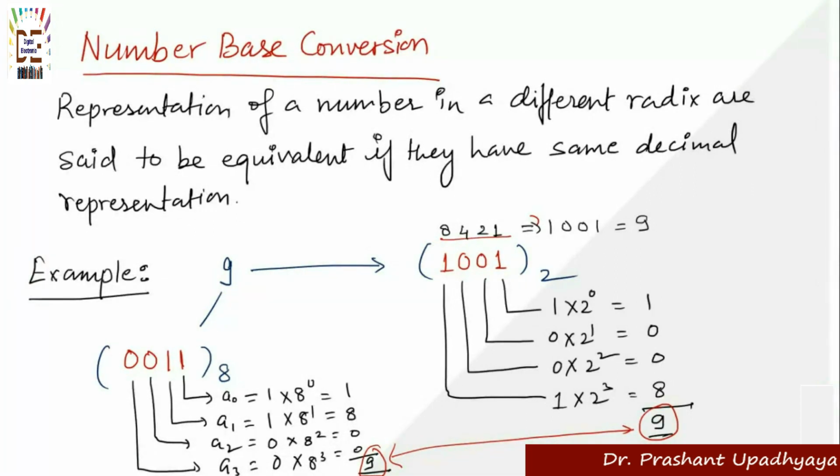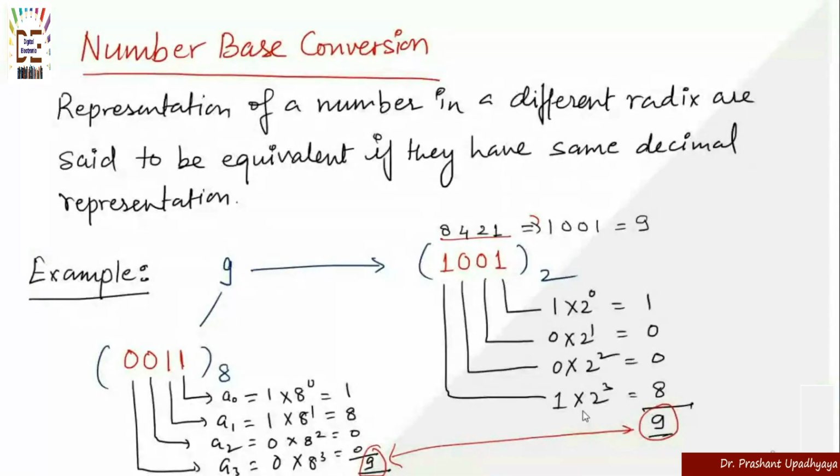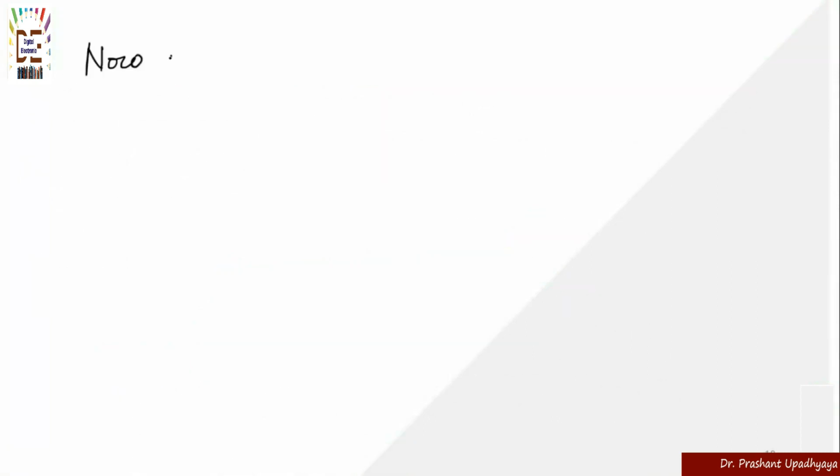So now the question is how we are going to convert it. We have got a different base or radix: 1001 when we are using a base of 2, and 0011 when we are using a base of 8. I will tell you how this conversion takes place. The operation we did to get the decimal equivalent was multiplication. Now if we have to do the reverse operation, we have to divide.